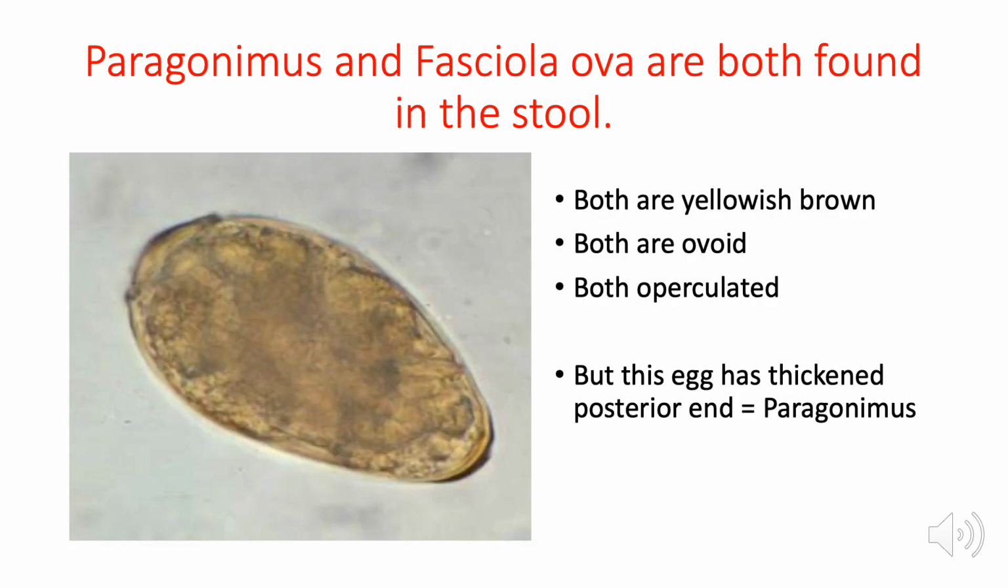This is just to review you guys on the microscopic characteristics of the Paragonimus ovum. It is ovoid in shape, similar to that of Fasciola ovum. It is yellowish to brown. It is operculated. It is unembryonated, but it has a thickened posterior end. And it's very important to differentiate Paragonimus from Echinostoma, Fasciola, and Fasciolopsis ovum because Paragonimus ovum, even if the adult is found in the lungs, can still be found in the stool sample.